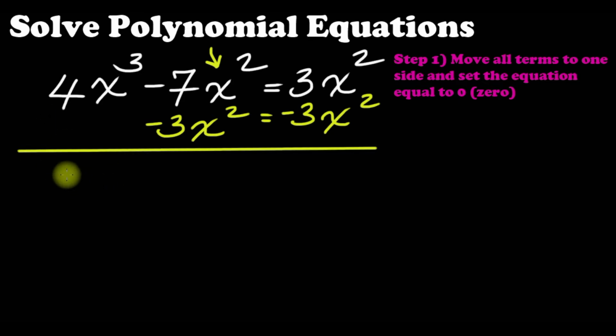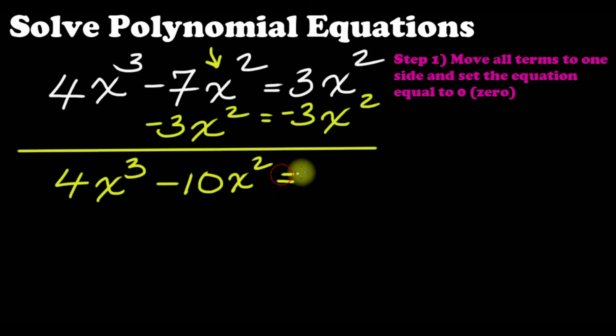Okay, so bring down the 4x to the third. And then negative 7 minus 3 is going to be negative 10, and then x squared. And then this whole thing comes out to 0. Okay, so that is step number 1.